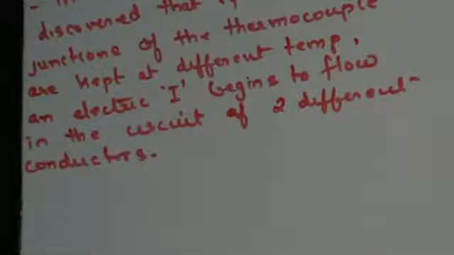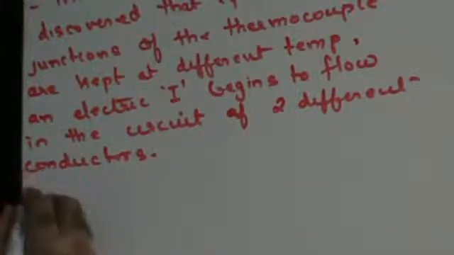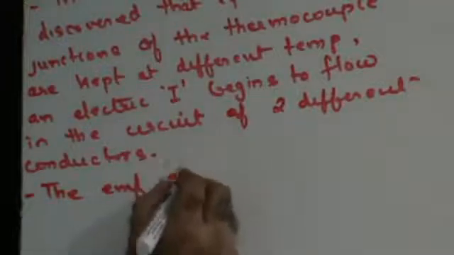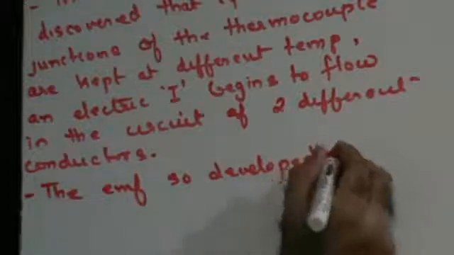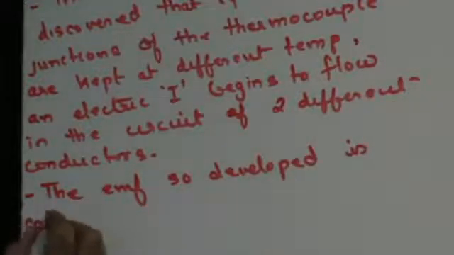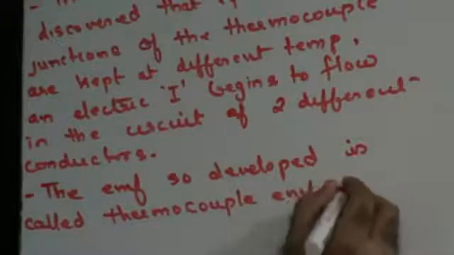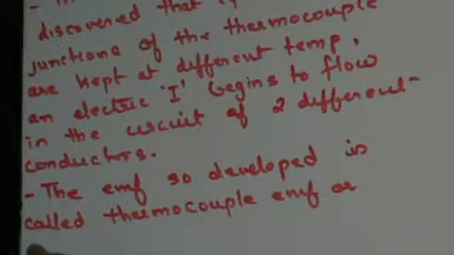Fine. Now, a magnetic needle, if it is held close to the circuit, shows deflection, right? Or a galvanometer connected in the circuit also shows deflection, which indicates the presence of an electric current in the circuit. The EMF developed due to this electric current is called the thermoelectric EMF or Seebeck EMF.